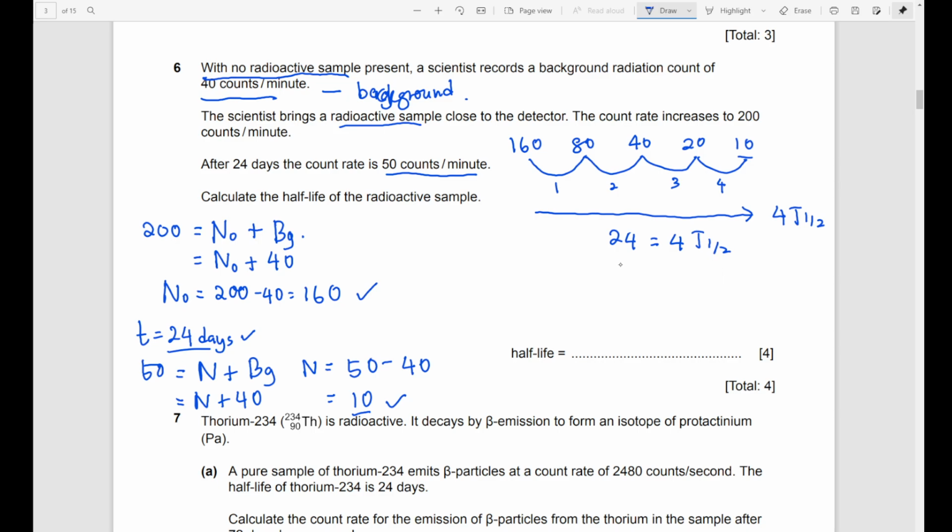So you can write it. Half-life is equal to 24 divided by 4. So you will get 6. And don't forget the unit.